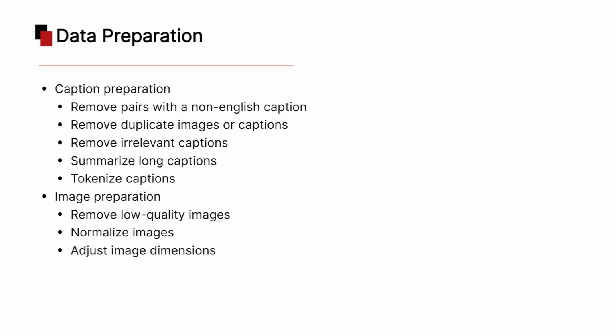On the image side, we remove low-quality or corrupted images that could confuse the model or degrade training performance. Images are normalized, meaning pixel values are scaled to a consistent range to help the model converge faster. To ensure uniformity in training, images are resized or adjusted to consistent dimensions, since models expect inputs of fixed size. Together, these steps prepare a clean, consistent data set where each image is paired with an informative caption in a model-friendly format, setting the stage for effective training.